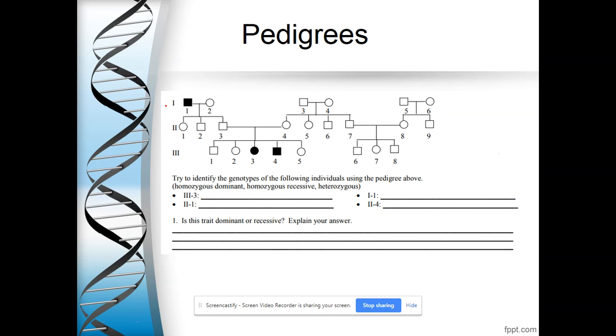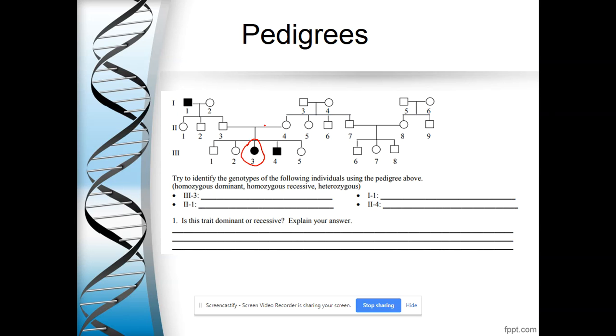So again, I see my different generations, 1, 2, and 3. Let's see if we can figure out the genotypes for the individuals. In generation 3, individual number 3, what do we think this individual's genotype is going to be? Notice that parent has it, parent doesn't have it, none of the children have it. This parent does not have the trait, but these ones do.